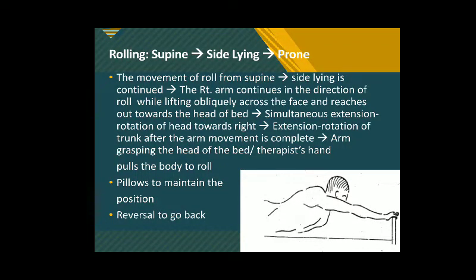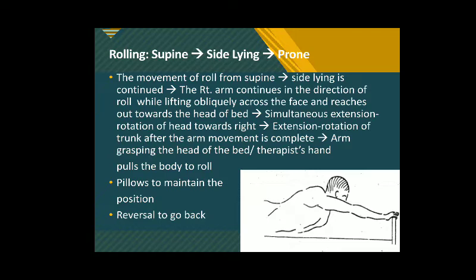Rolling further from supine to side lying and coming to the next level, that is prone lying, is a continuous motion. Once the person is able to turn or roll from supine to side lying, then the right arm, which was coming across the trunk in the rolling from supine to side lying, continues in the direction of roll and lifts obliquely across the face to reach towards the head of the bed.